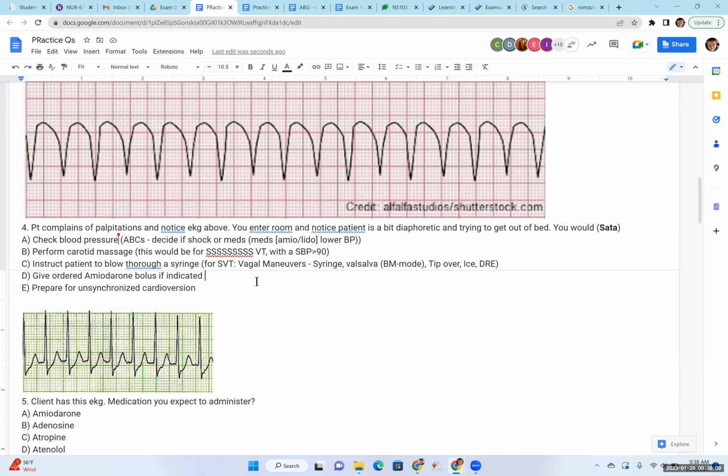All right, so give ordered amiodarone if indicated. When is it indicated? Yeah, the blood pressure is good. We can give amiodarone, right? So give amiodarone. So yes, and indicated means BP greater than 90, right? And then prepare for unsynchronized cardioversion. No, why? Yes.